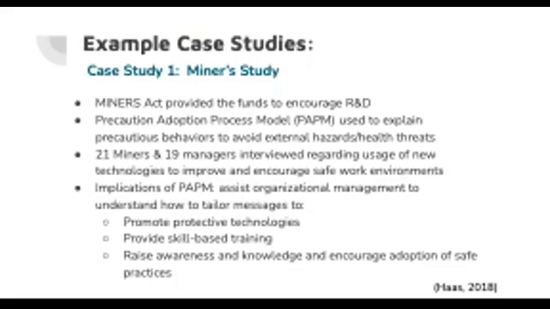For example, those in the study in stage 3 were frustrated with technology, and those in stage 4 did not like the inconvenience of new technology. And stage 5 appreciated the benefit of technology and were used to using it already. With technology, tailoring messages to what stage the individuals are in can highly influence the workers' movement between early stages. This can help organizational management to utilize PAPM to understand how to tailor messages about protective technology, provide skill-based training, and raise awareness to encourage the adoption of safe practices.